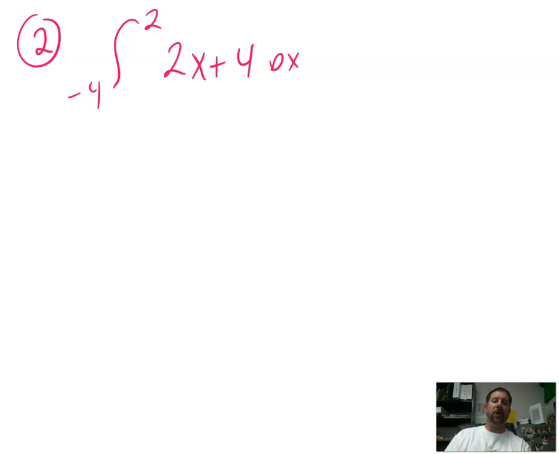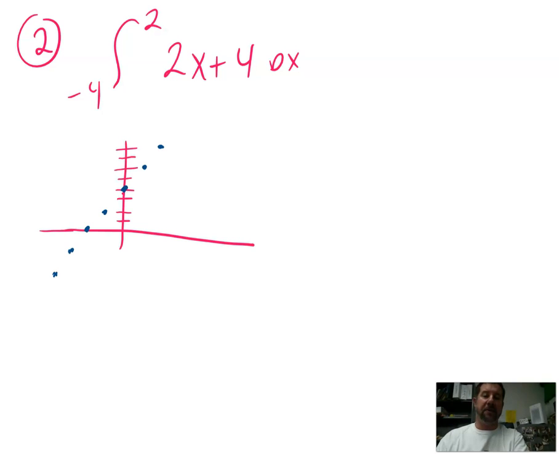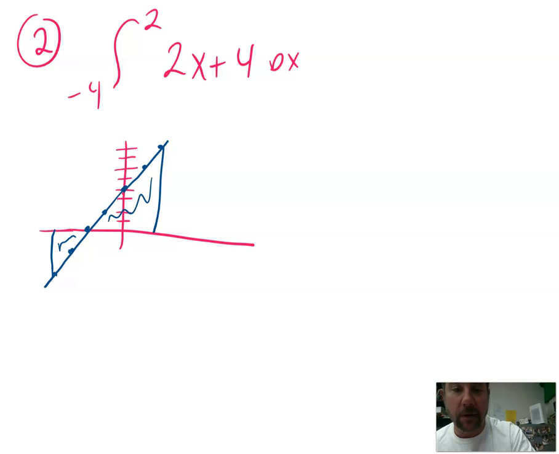Okay, so the first thing I'm going to want to do is draw this picture out. All right, so we have a line with a y-intercept of 4 and a slope of 2. And we are trying to find the area under the curve from negative 4 to positive 2. And so again, this is the net area. But I'm going to go find the areas of these triangles and find the net area between the two, and that would give me my integral.